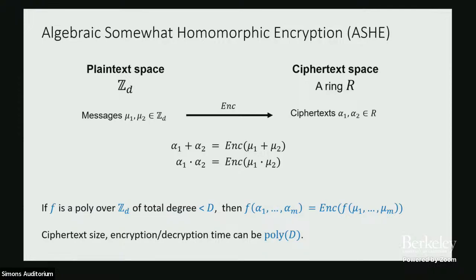Okay, and so I said there's some noise and you can't do it too often, but essentially you can set the parameters such that if the total degree of the polynomial is capital D, then the ciphertext size and the encryption and decryption runtime are just poly in D. And our capital D is going to be small, polylog n.